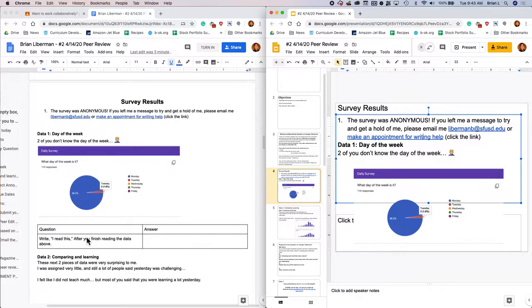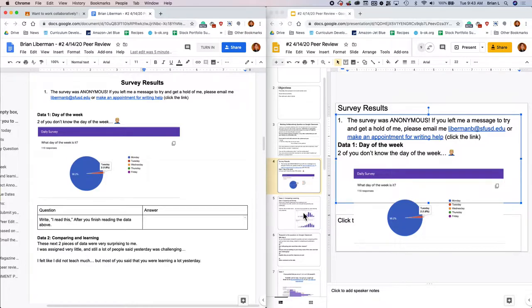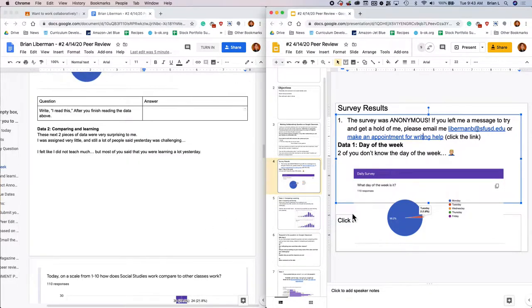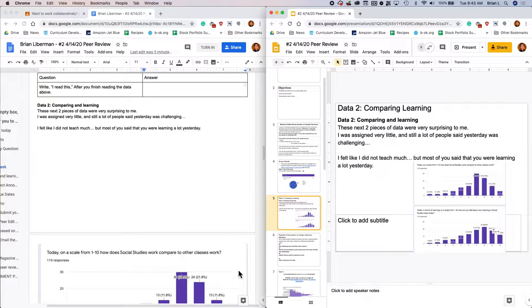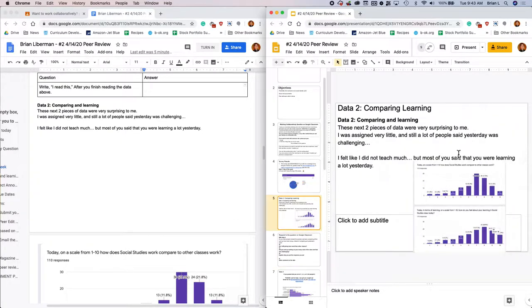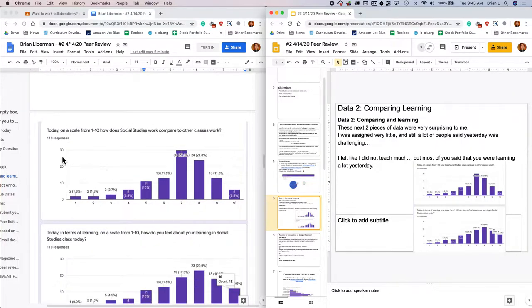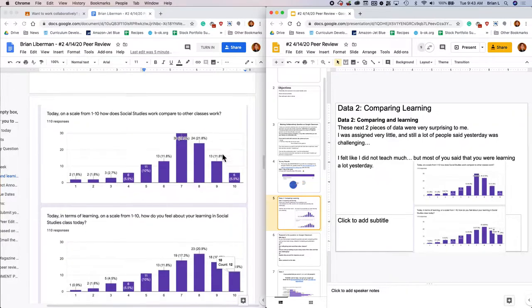Anyways, right, I read this after you've read this. Okay, feel free to pause for a second and come back. Let's look at data two, all right? Data two is really interesting because a lot of people said that they learned a lot yesterday, and a lot of people said that class was really difficult yesterday, right? So you can see here that on a scale of 1 to 10, how does social study compare to other classes? You're saying, yeah, it's difficult compared to your other classes.